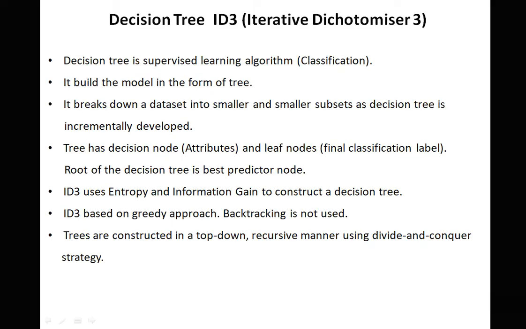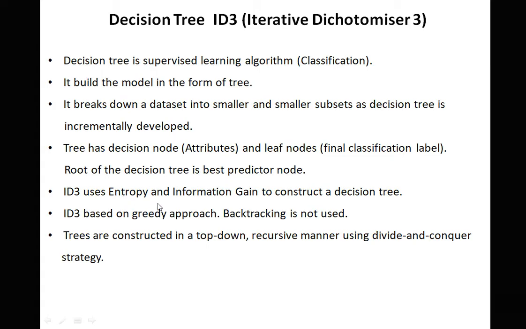Now, first we see the decision tree algorithm. A decision tree is a supervised learning algorithm, that is, classification. It builds a model in the form of a tree. It breaks down the data set into smaller and smaller subsets as the decision tree is incrementally developed. The tree has decision nodes, that is attributes, and leaf nodes, that is the final classification label. The root of the decision tree is the best predictor node.